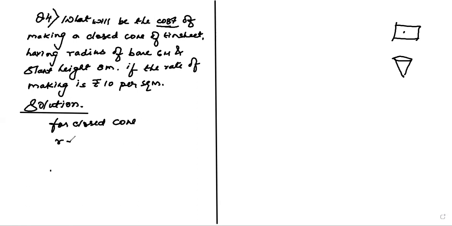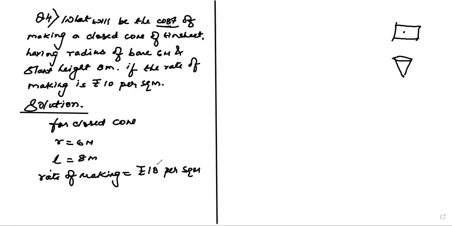Okay, what is the radius? They have given you the radius of the base as 6 meter. And what is the slant height given to you? 8 meter. And the rate of making is rupees 10 per square meter. You can see this is also a hint. Rate of making equals rupees 10 per square meter.